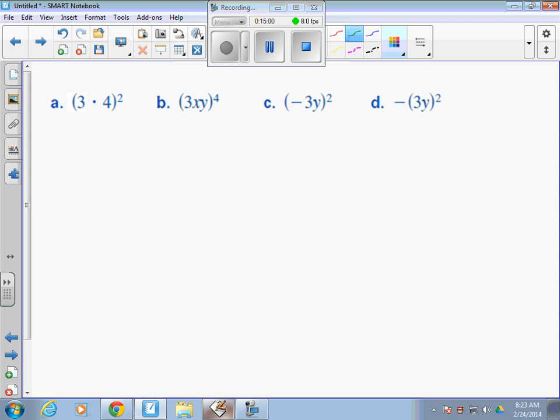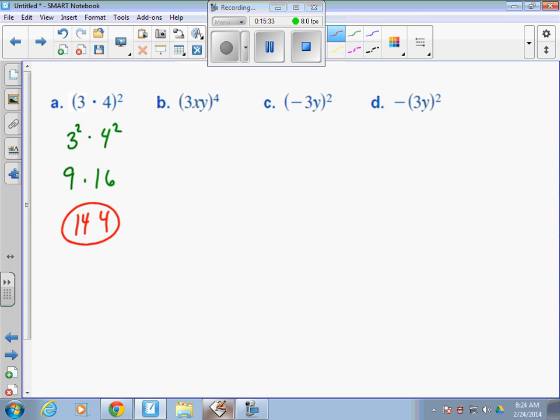Okay, for these problems, you have 3 times 4 squared. You could do 3 times 4 and get 12 squared, but if you're following the property we're using right now, you would say that means 3 squared times 4 squared, which 3 squared we know means 3 times 3, and 4 squared we know is 4 times 4. And when you multiply 9 and 16, we get 144. The same 144 you'd have gotten if you did 3 times 4 and then squared it.